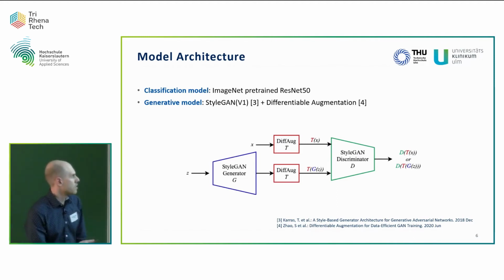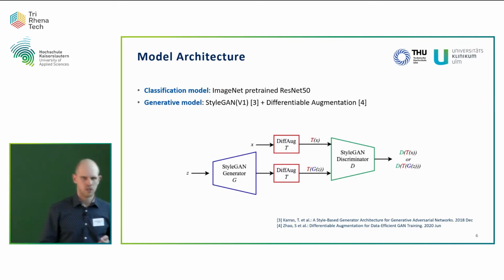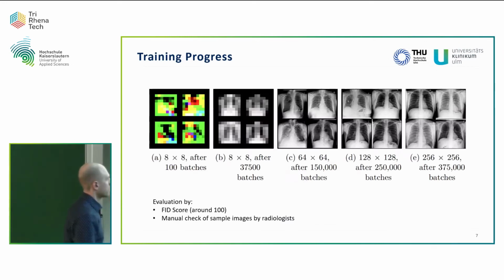We are using differential augmentation, and it means not only the real images are augmented, but the fake ones as well. And they are not only augmented for the discriminator, which is usually being done, but also for the generator as well. This is a pretty good system, and it works really well here.